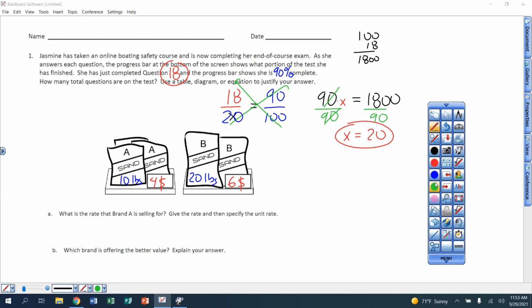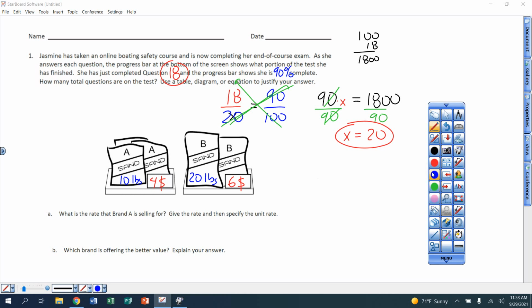If I times one way, 20 times 90, 1,800. If I times the other way, 1,800. For equal ratios, when you crisscross multiply, the numbers should always equal each other. The first word is island. Island. All right, next one.